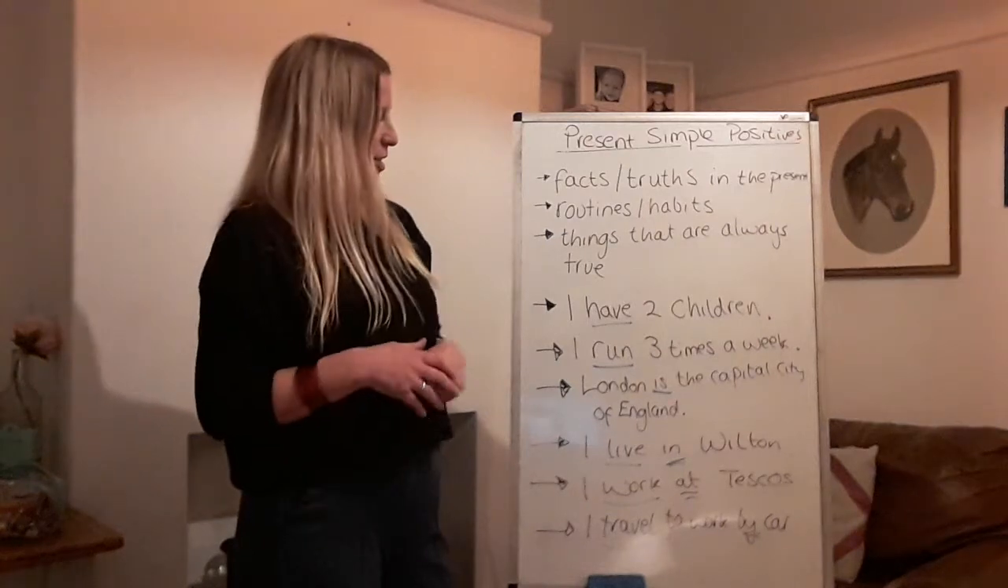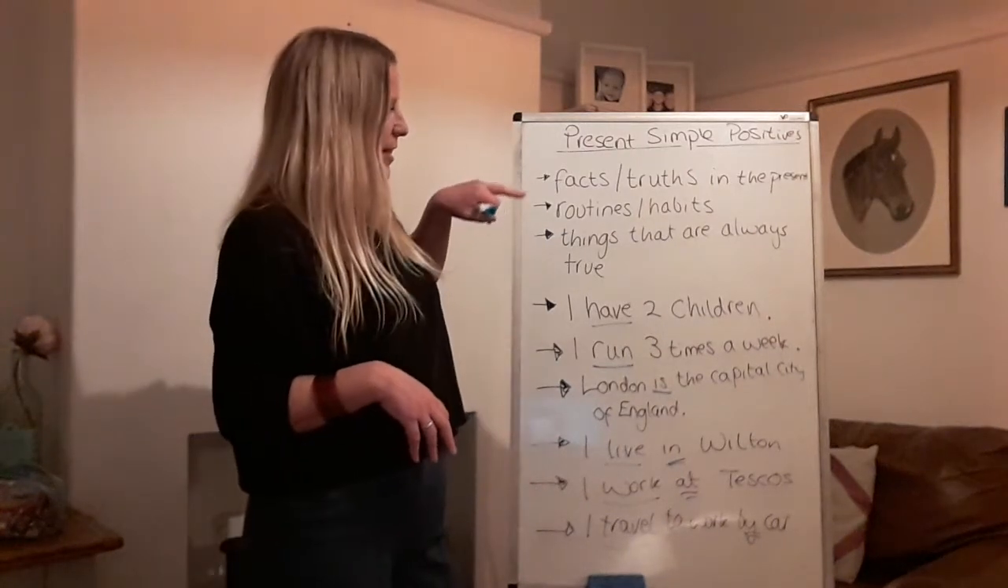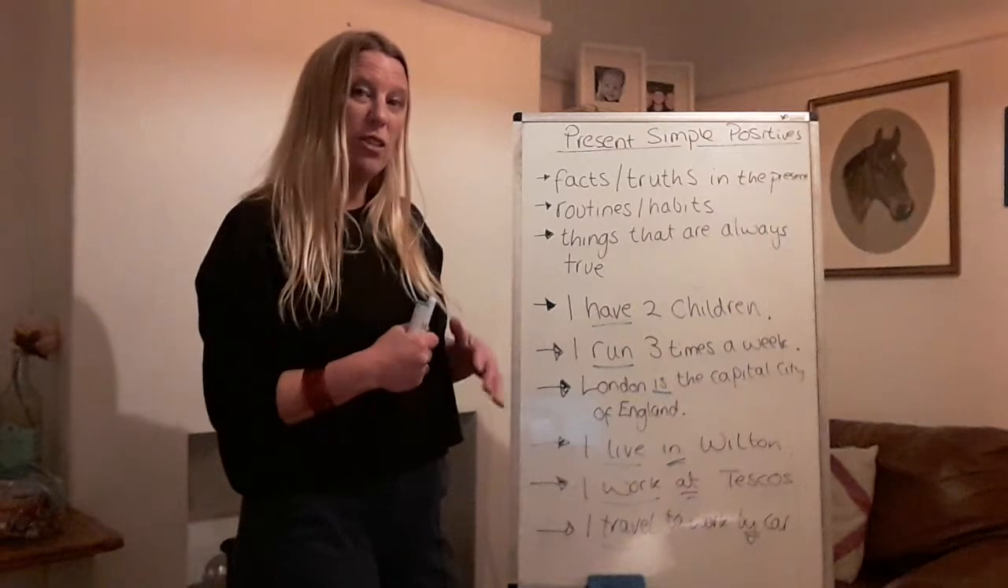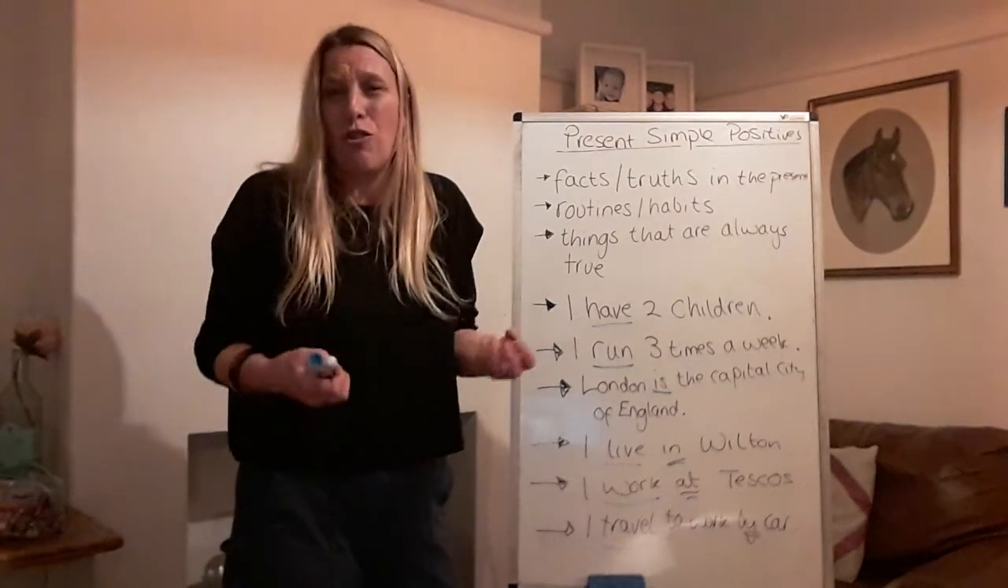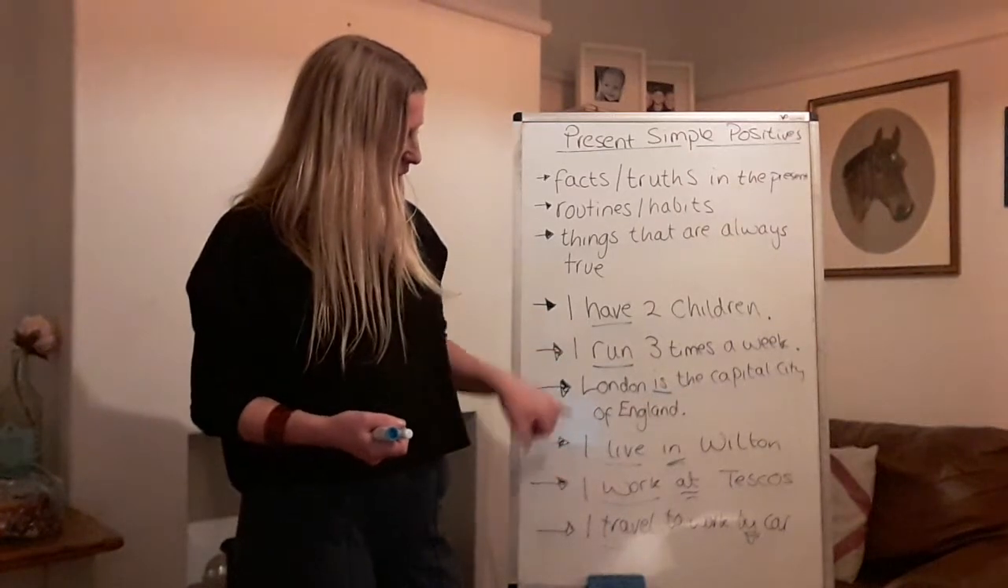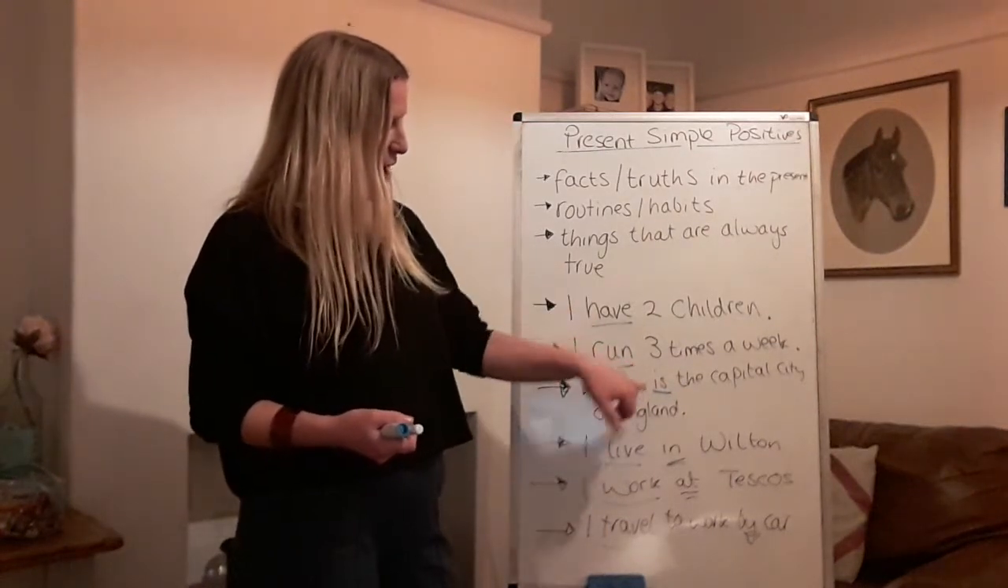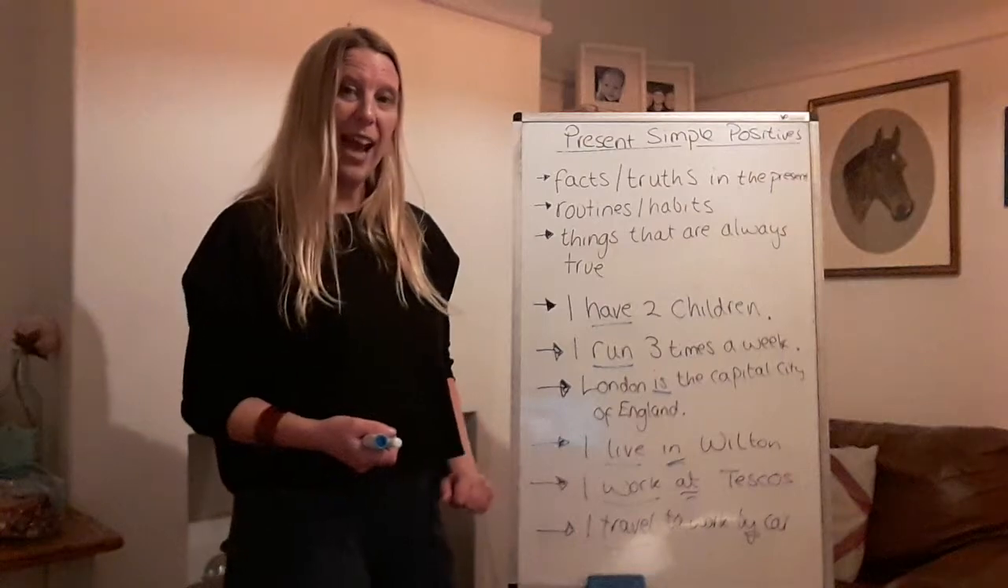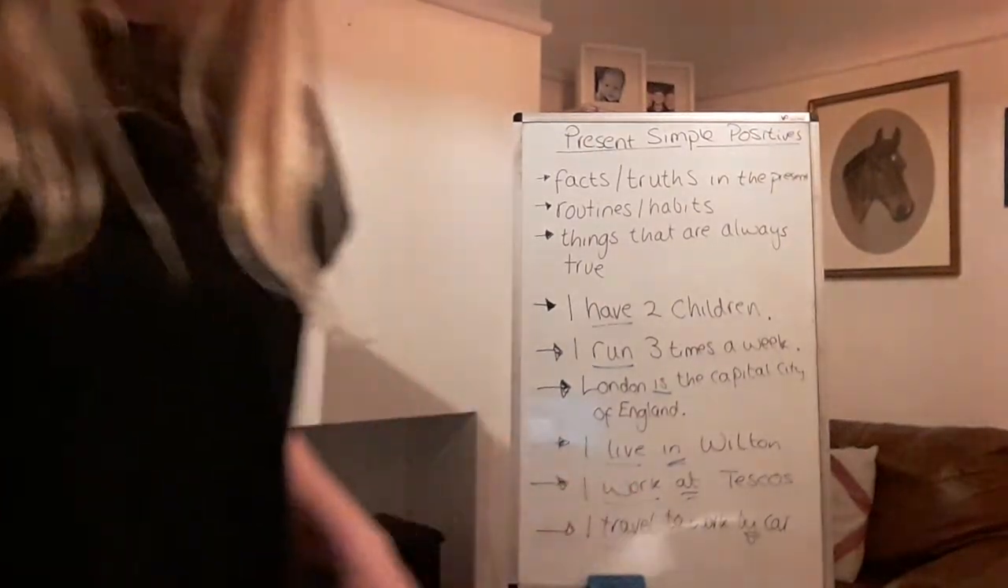Okay? So this is our present simple. This is why we use it. We talked about this last week, to talk about facts and truths and routines and habits. And we have our subject, I, or London here, plus our verb, don't we? Okay? Just going to pause a minute and get rid of this.